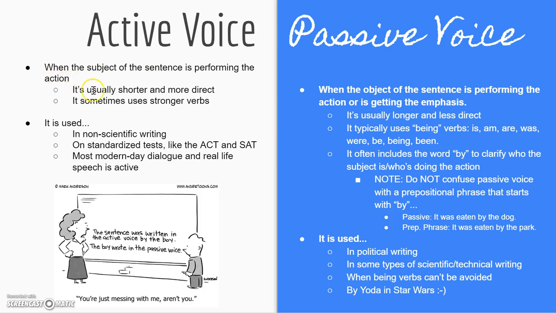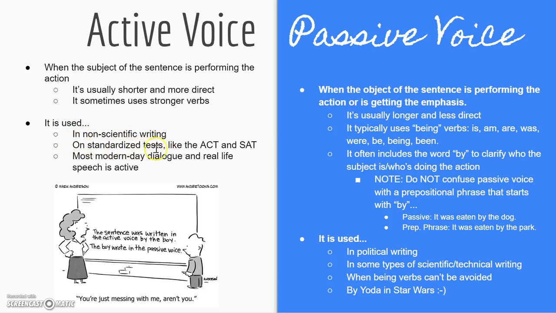Active voice sentences are usually shorter and more direct. And active voice sometimes uses stronger verbs. So active voice is more likely to have a good action verb like jump, play, dance, sing, or something like that. Active voice is used in non-scientific writing.